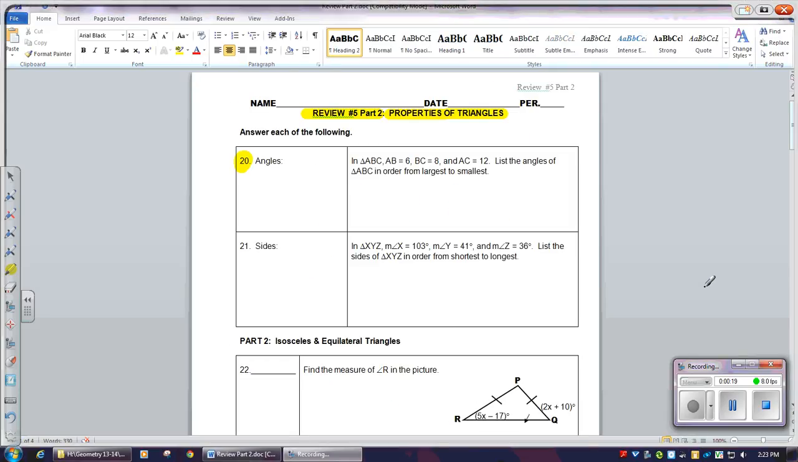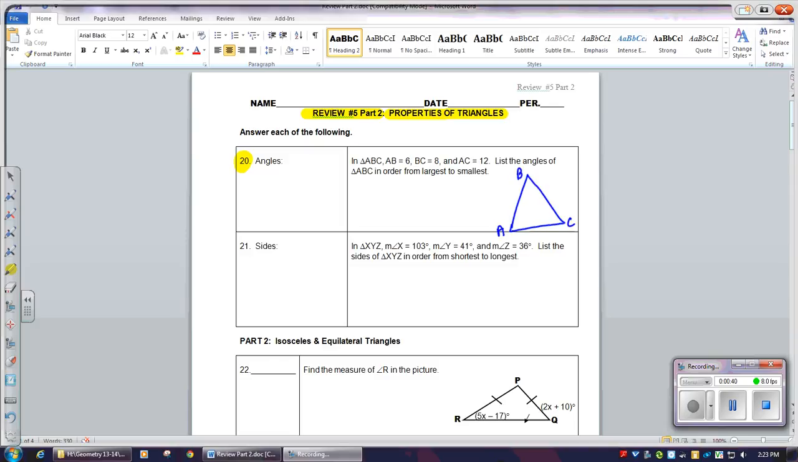So let's read problem number 20. In triangle ABC, AB is 6, BC is 8, and AC is 12. List the angles of ABC in order from largest to smallest. Folks, the first thing you have to do is draw a picture. When you don't see one, none of this is going to make sense, and you're just going to get all these numbers mixed up in your head. So you must draw triangle ABC.